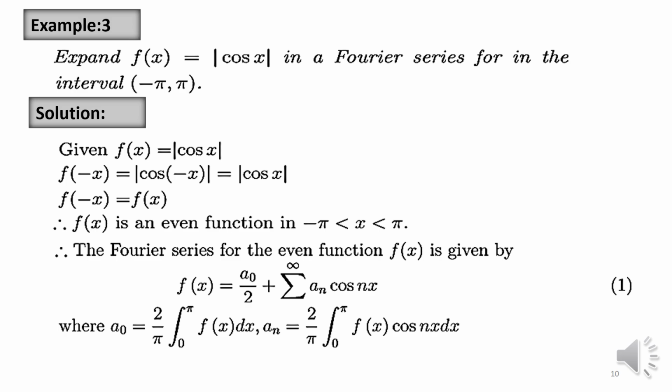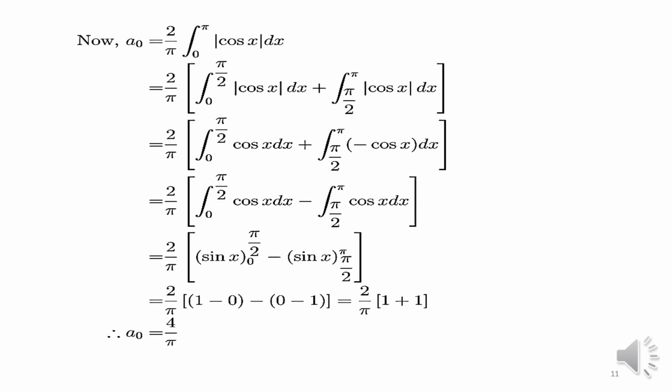So for a naught and a n, I can write it as 2 by pi integral 0 to pi f of x dx, and 2 by pi integral 0 to pi f of x cos nx dx. So a naught is equal to 2 by pi integral 0 to pi cos x dx. I have to integrate it.